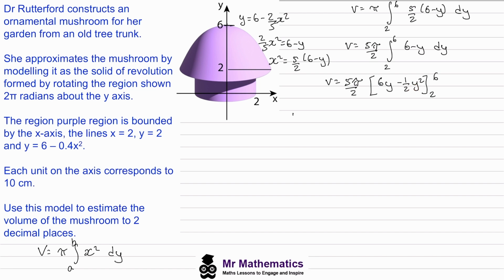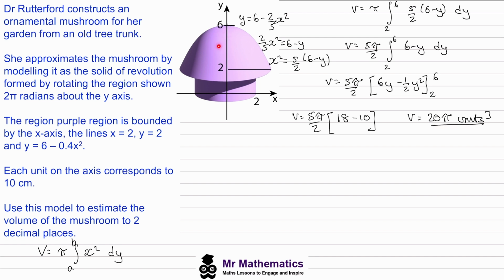So we'll have the volume 5 pi over 2, lots of 18. We'll substitute in the 2. We get 12 minus 2, so 10. And then we can multiply this 8 by the 5/2. So our volume will be 20 pi. And this is in units cubed.